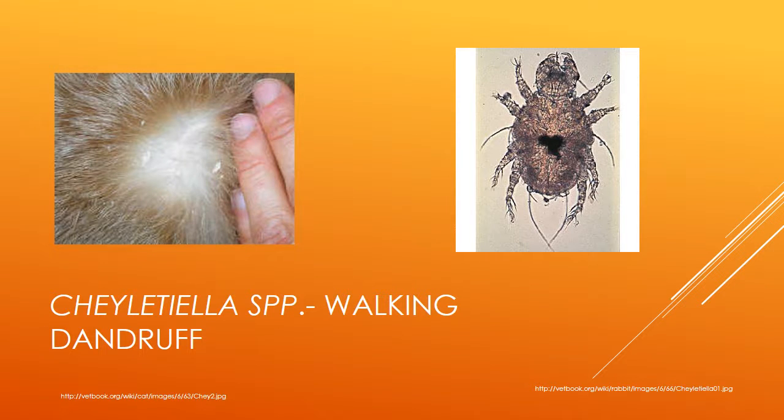The second type of mite is fur mites or walking dandruff mites. Now these can be found on rabbits, dogs, and cats, and it lives in the keratin layer of the skin. And then that one is transferred through direct contact.